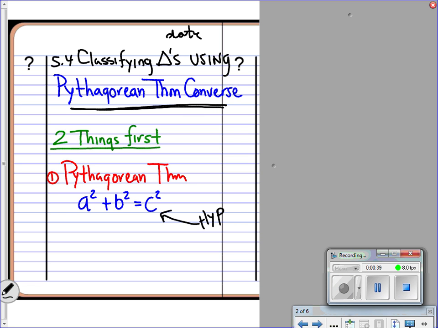Okay, so let's get started. We're looking at 5.4, classifying triangles using the Pythagorean theorem converse. So two things before we begin. First, Pythagorean theorem. You should have that one already. You should know that the Pythagorean theorem is a squared plus b squared equals c squared, and the hypotenuse of your triangle always goes in that c squared. It's also known as the largest side, okay? The largest side always goes there.